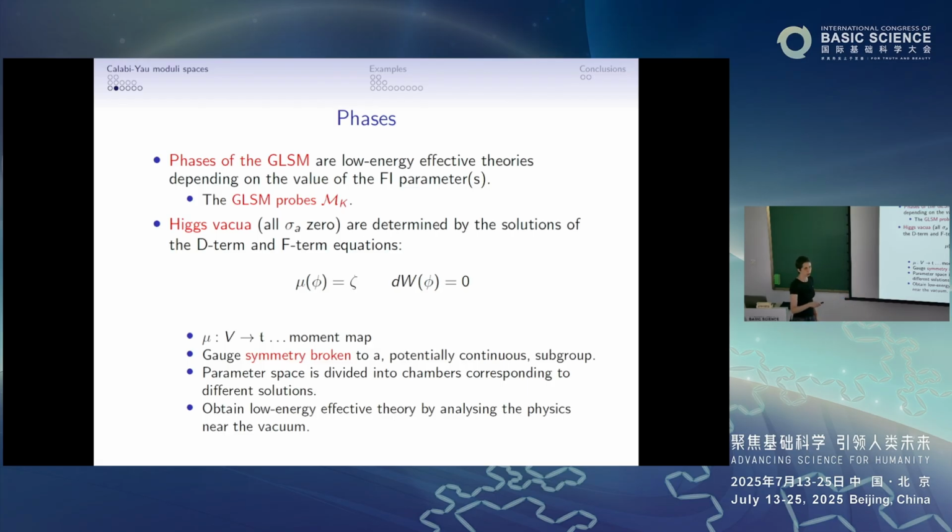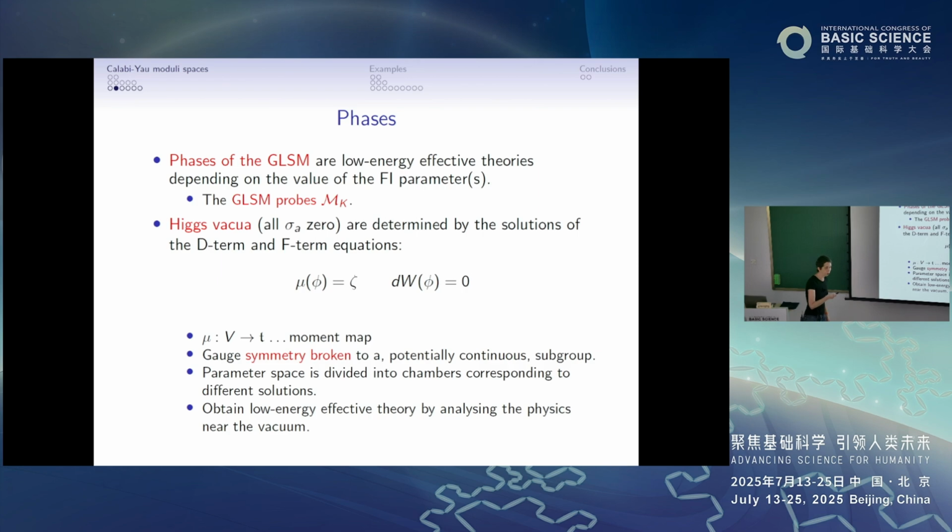And because of this Fi parameter dependence, the parameter space will be divided into chambers where we have different solutions, and this would correspond to different Higgs branches. For the toric geometry experts, these chambers correspond to the secondary fan associated with the toric variety. That's why we can see the global stringy Kähler moduli space. And once we have the vacua, we can go on and think about what the low energy effective theory near this vacuum is. This is basically a GLSM analysis that you have to do.